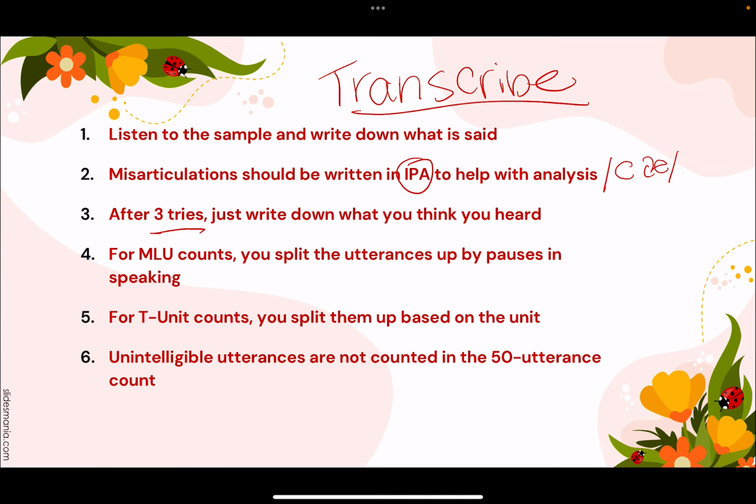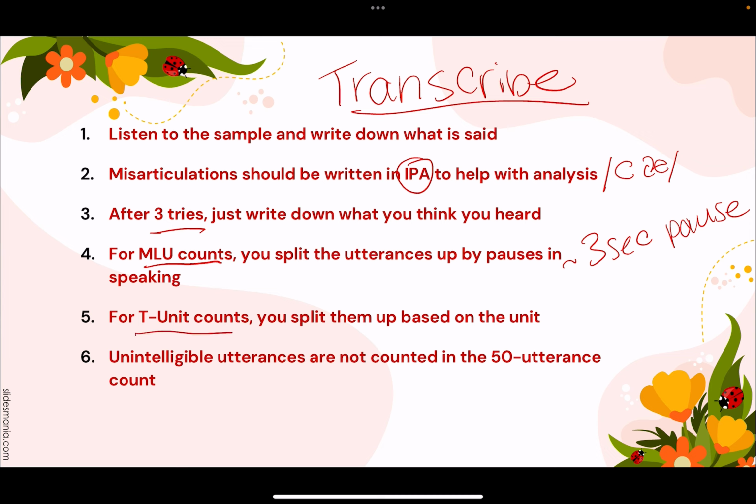So that's completely okay. For MLU counts, you're going to split the utterances up by pauses in speaking. So if a kid says, "I build big tower," pause, right? And it's about a 3-second pause. Once the kid makes that pause, we're moving on to the next utterance. And these are each of the utterances that the child is making. If the kid says, "Yeah," or "Me want car," "Give me that," "I want," "Let's go," whatever it might be, right? And then we have approximately a 3-second pause. Now we're moving on to the next utterance.